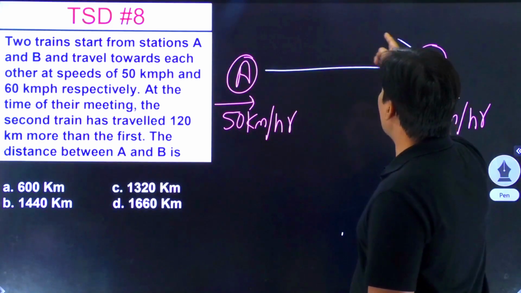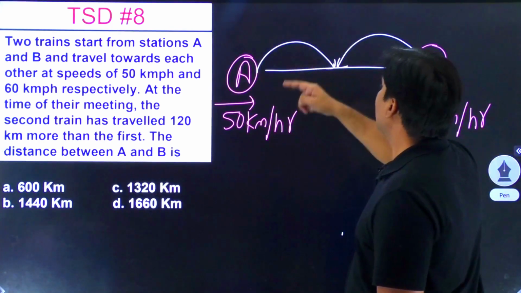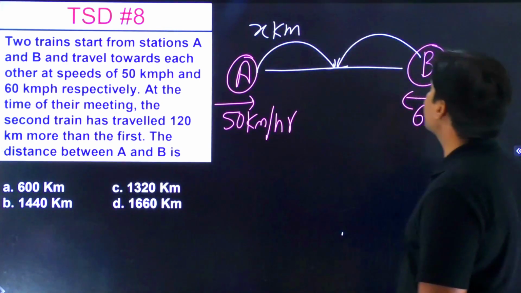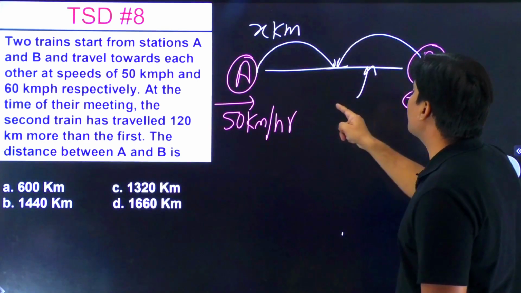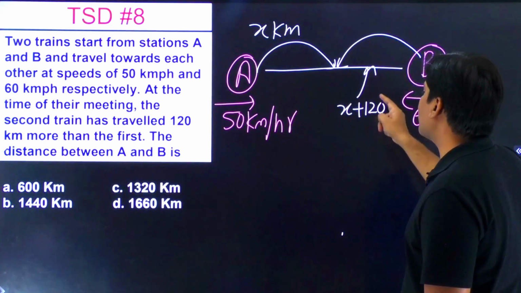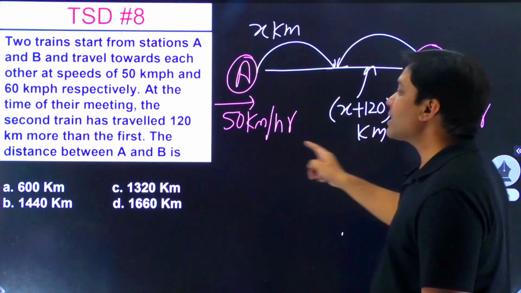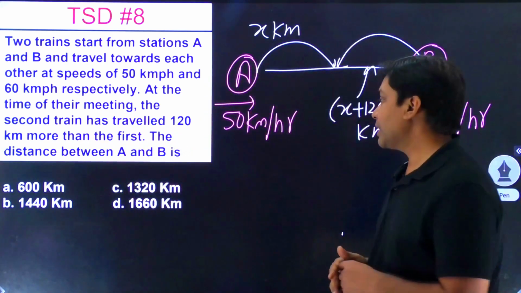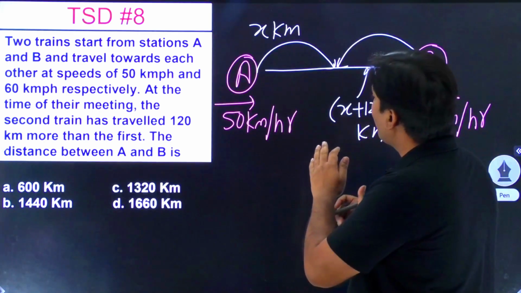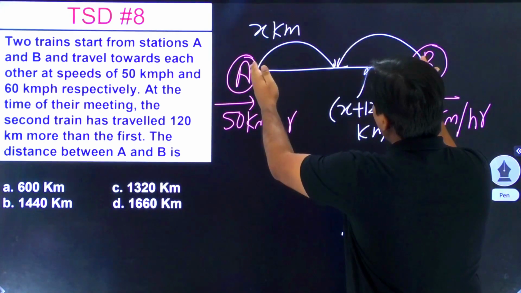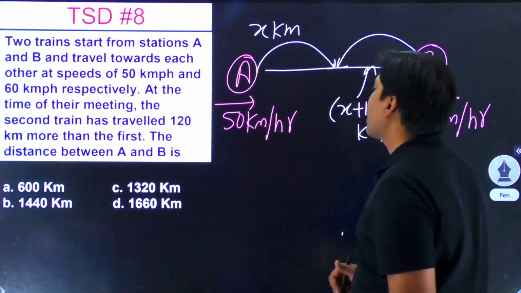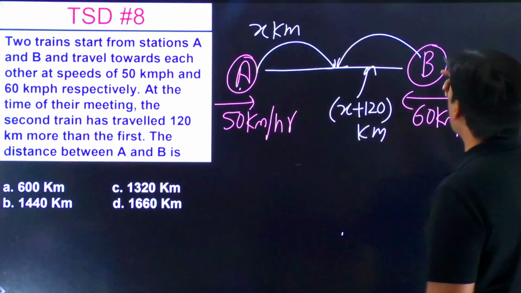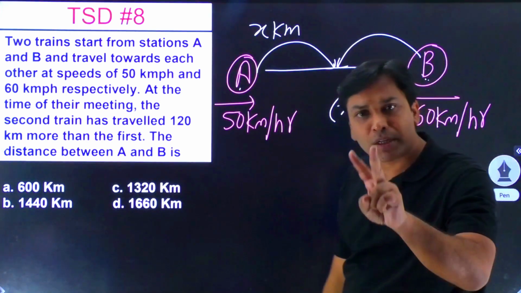यहां से अगर इसको मान लो मीटिंग पॉइंट है, यहां से यहां, and if the first train has moved x kilometers, don't you think that the second train is going to move x plus 120 kilometers? यही तो प्रॉब्लम बोल रहा है. Because it says that the second train has traveled 120 kilometers more than the first train. Now when they're starting at the same time, the travel time of A to reach from this point to this point and the travel time of B to reach from this point to this point, both of them are going to be the same.